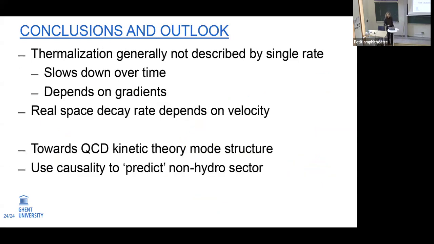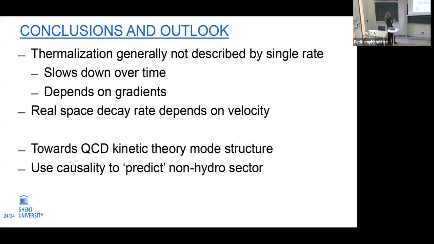I think the main takeaway points here are that thermalization is really not as simple as one might think at first glance, and we can't just look at some single decay rate and expect to properly explain all the physics in our system. In general, we actually expect it to slow down over time as we get closer and closer to a thermal state. We actually have slower thermalization. I didn't talk about this much here, but this will of course also depend on the gradients that we have in our system and so on. Our hydrodynamic modes will also start decaying, which leads in real space to a decay rate depending on the velocity along which you're tracking your fluid.